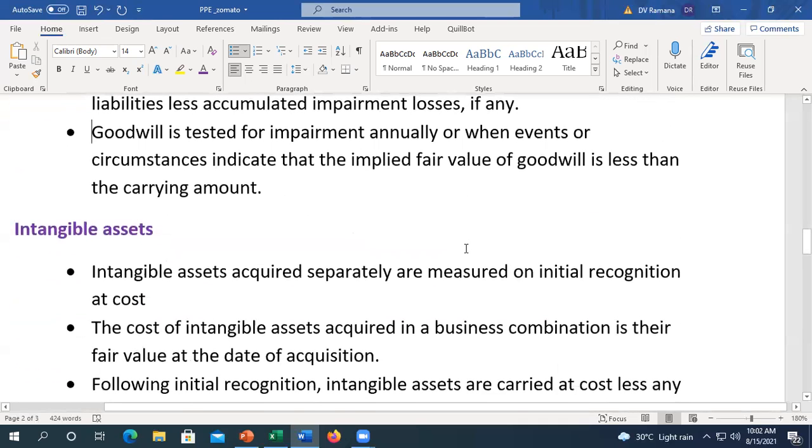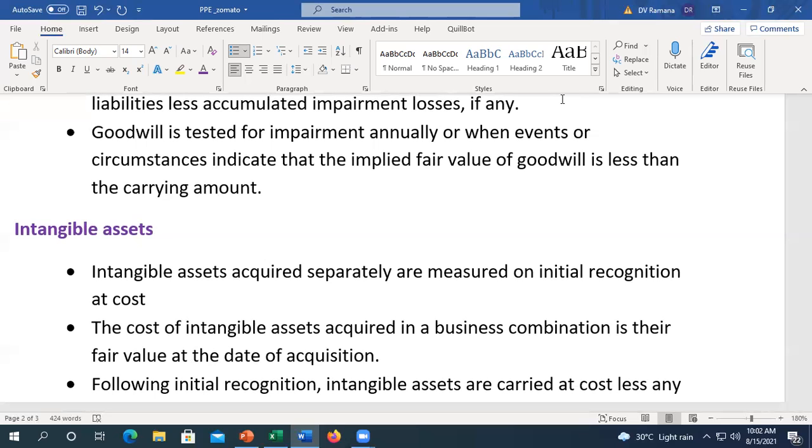So other than goodwill, the other intangible assets are also required to be shown. And we saw in case of HUL, that consists of brand, computer software, copyright, know-how. So these are intangibles. And these intangibles can either be acquired separately on their own during the normal course of business, or they can also be acquired by acquiring businesses.